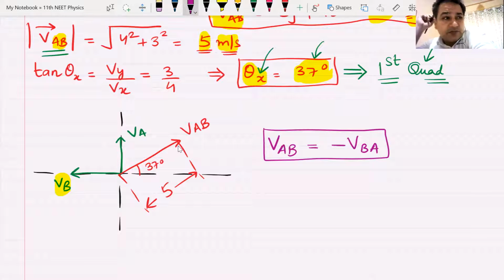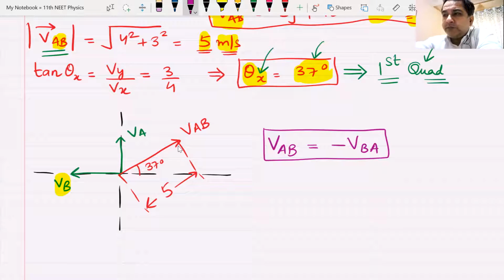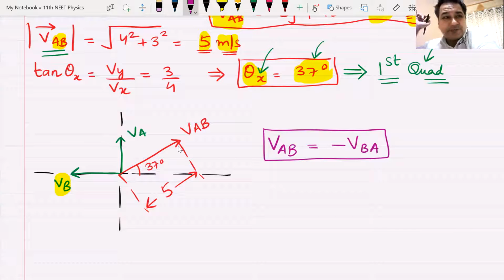So now, Abhiram, can you unmute yourself and tell me how you have done this? Abhiram, it seems, can't unmute himself. Niharika, your turn now. Tell me how to do it. Sir, we need to find the velocity of B with respect to A. Yes. It's velocity of B with respect to ground minus velocity of A with respect to ground.